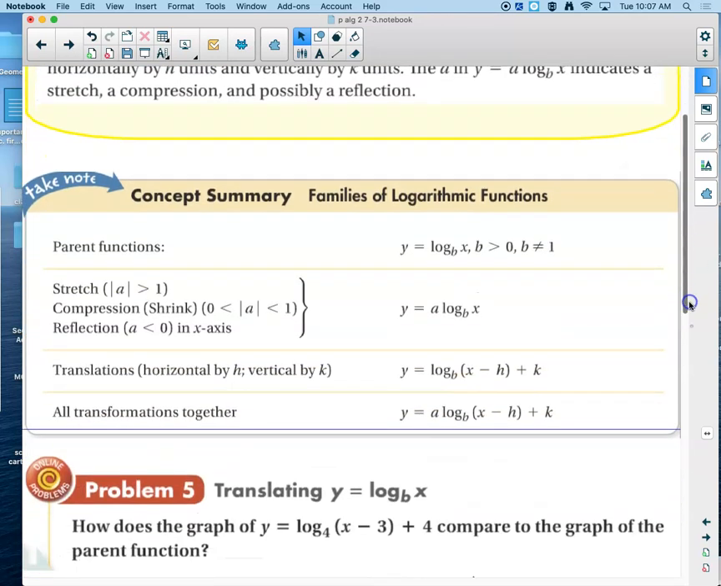So here we go with our big chart of how we're going to do this. The parent function doesn't have the h and k in there. John, head up. Taking notes, paying attention.